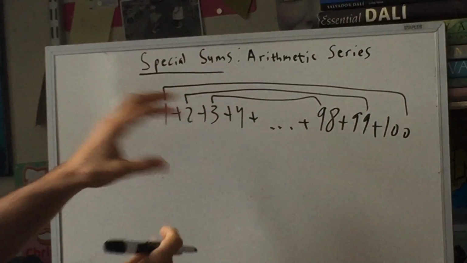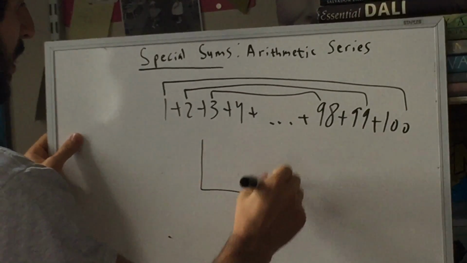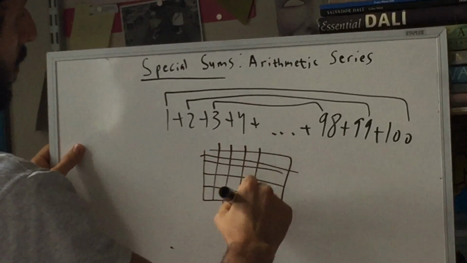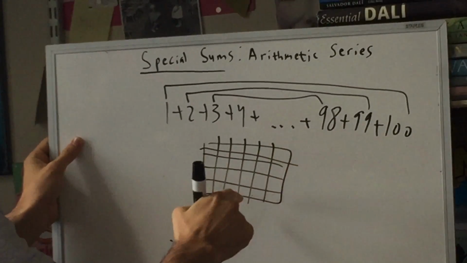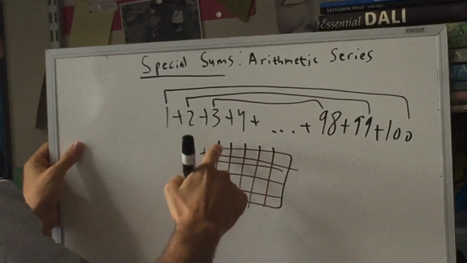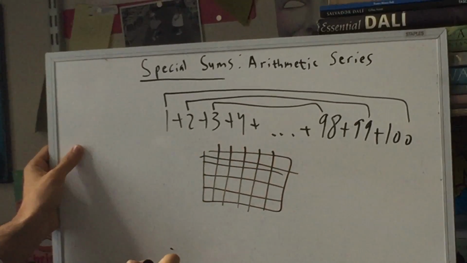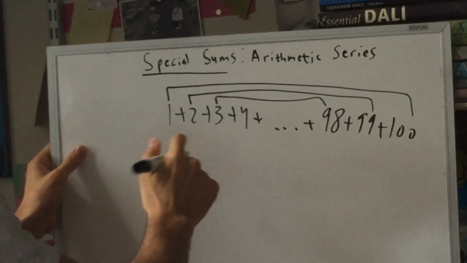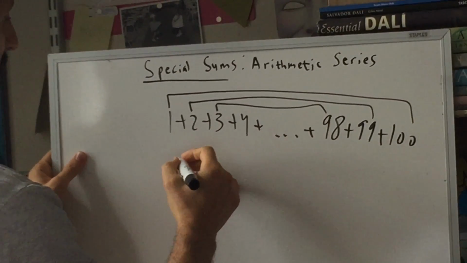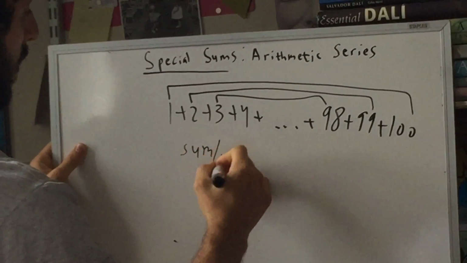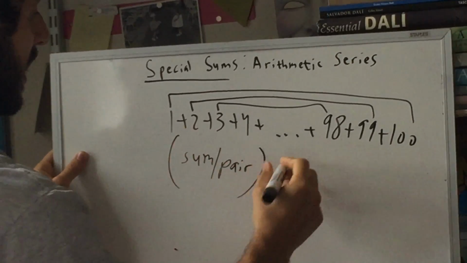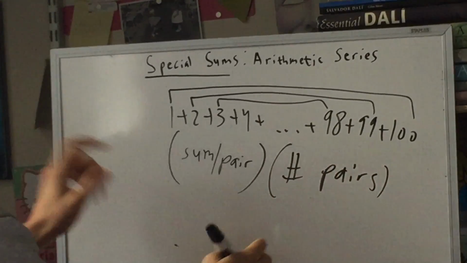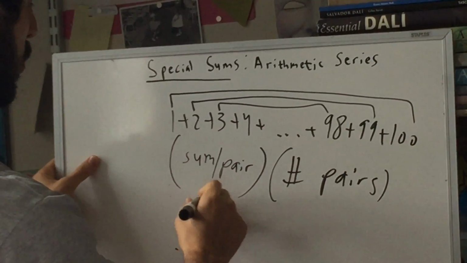Now if you think about why we're doing this, it's sort of like a rectangle where you wouldn't bother counting all of these squares. You would say there's 6 by 5, so therefore there's 30 little squares. So the idea is the same. We're going to find the sum per pair and multiply that by the number of pairs. So in this case, the sum of every pair is 101.